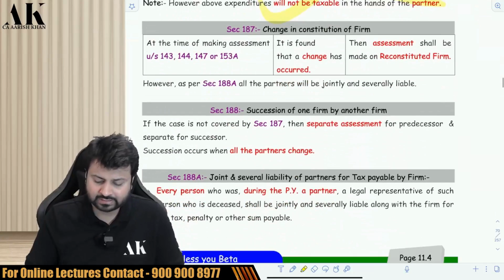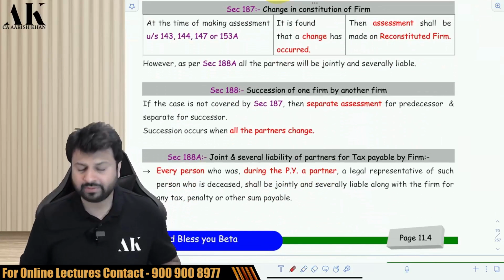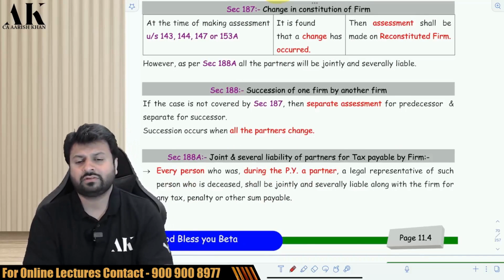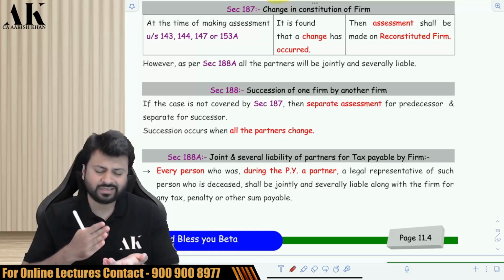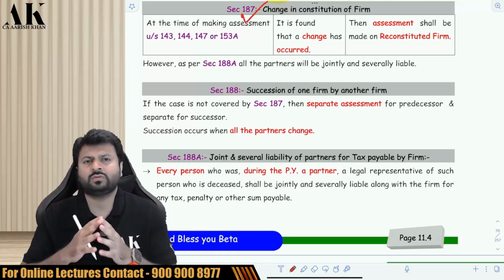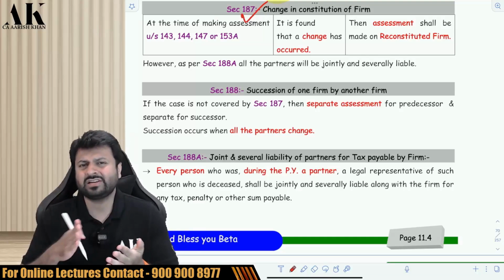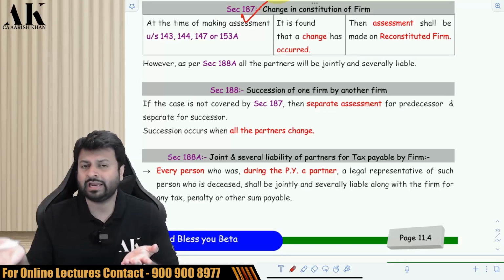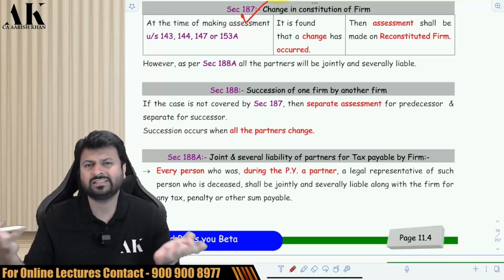Okay. Next. Now there are certain small sections, not very important. Let's go through all of them one by one. First is change in constitution of the firm. What do I mean by change in constitution of firm? The change in constitution of firm is mentioned in section 187, which says that there is a minor change in the firm. Say A, B, C are three partners. Now one partner is going, C is going, and in place of C, D is admitted. This is a change in constitution.